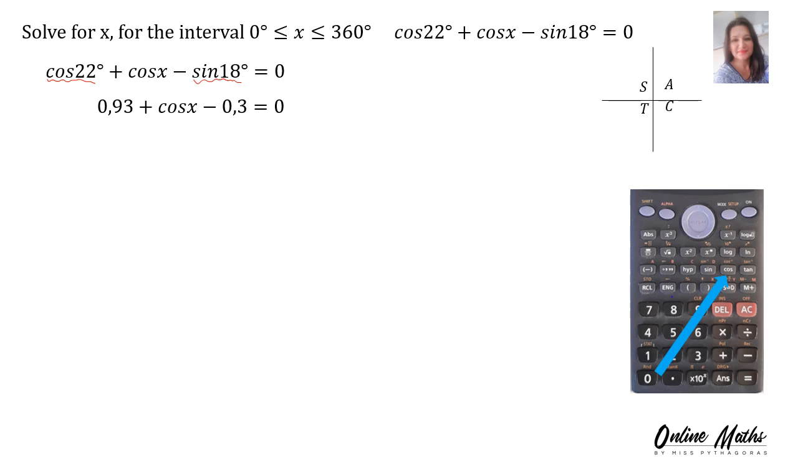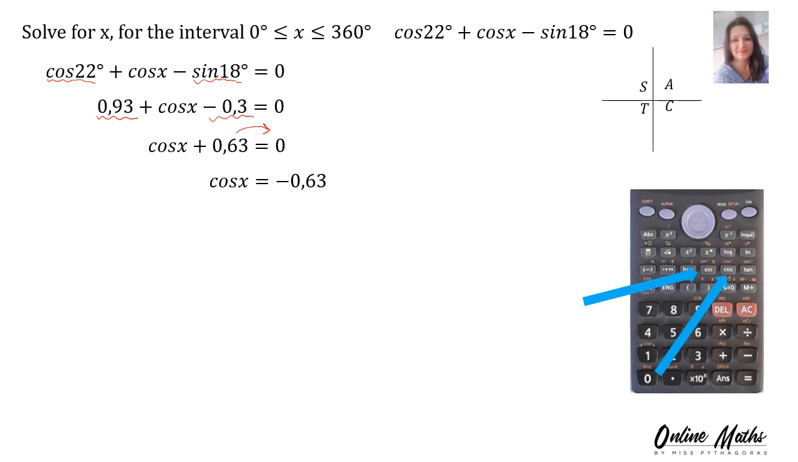0,93 plus cos x, and then sin 18, it's just a normal sin 18 equals, and you end with minus 0,3. Then you will say 0,93 minus 0,3, and it's cos x plus 0,63. Now the 0,63 will walk across, and you end with cos x is minus 0,63.